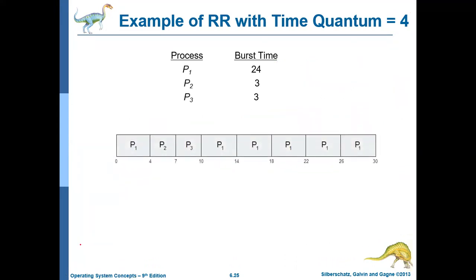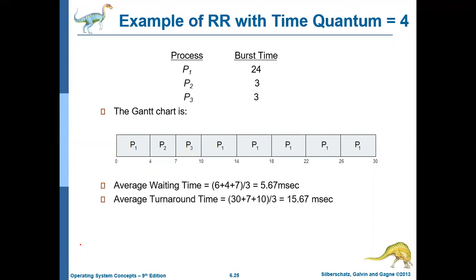So this is the Gantt chart, and from this you can calculate the average waiting time and the average turnaround time. The average waiting time is 5.67 milliseconds and the average turnaround time in this case is 15.67 milliseconds. This is how we calculate as usual. So I guess you can calculate by yourself.